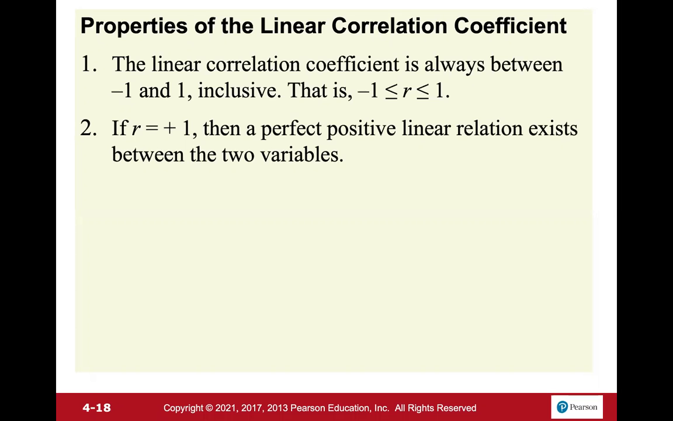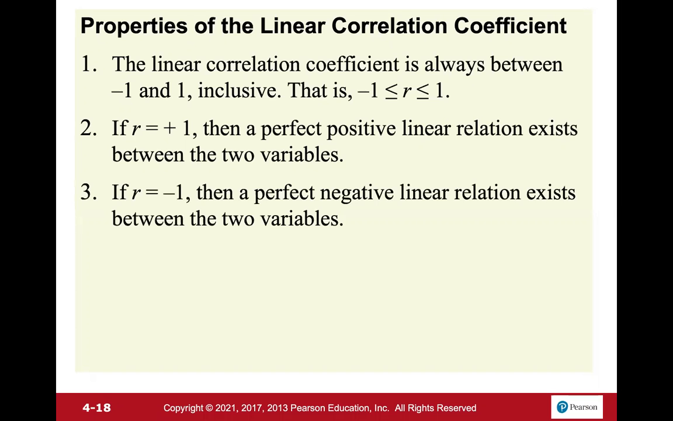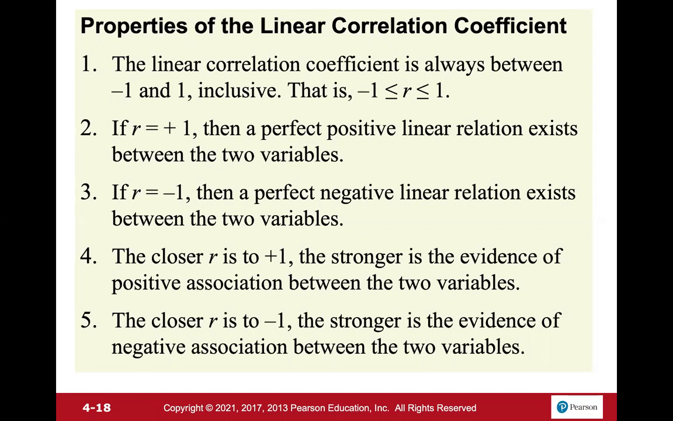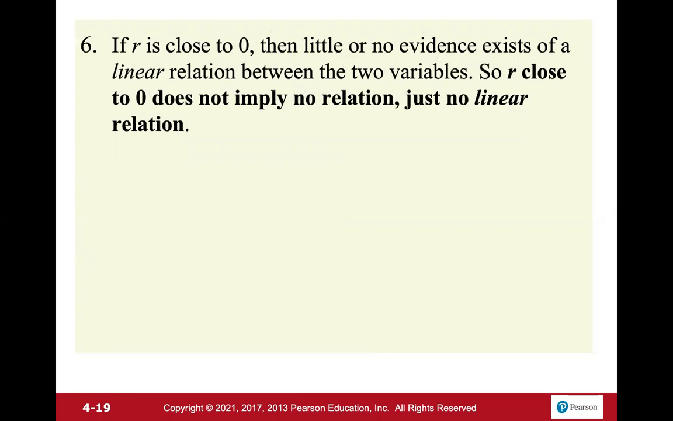If R is equal to +1, then a perfect positive linear relation exists between the two variables. If R is equal to -1, then a perfect negative linear relation exists between the two variables. The closer R is to +1, the stronger is the evidence of positive association between the two variables. The closer R is to -1, the stronger is the evidence of negative association between the two variables. So +1, positively associated, -1, negatively associated.